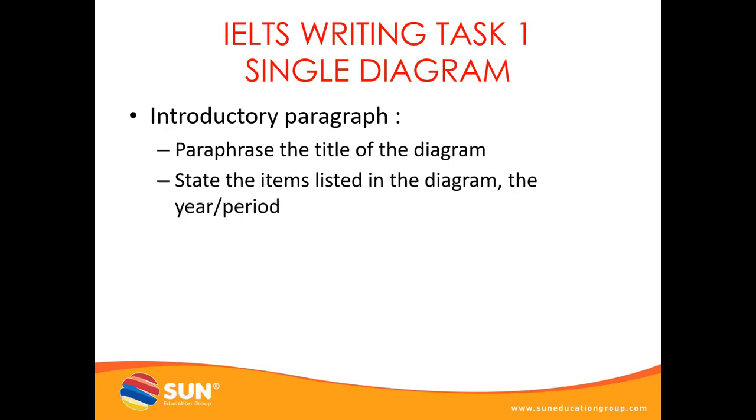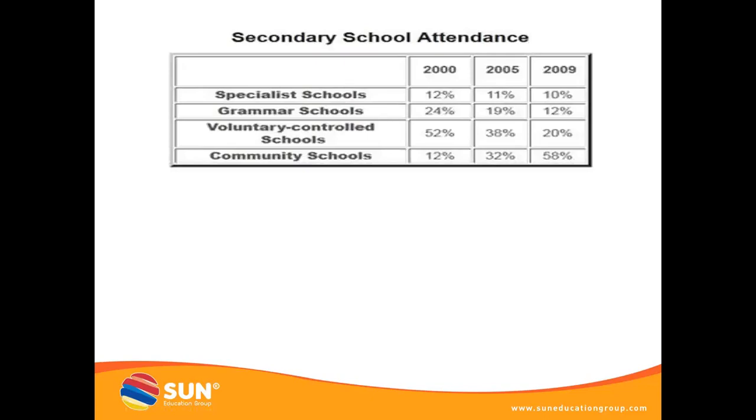And the second one, we need to state the items listed in the diagram, the year and the period if there is any. These are the theories. Now, let's put them into practice. This is the previous table: secondary school attendance, specialist schools, grammar schools, voluntary controlled schools, community schools, in 3 different periods. It's not year 2000 till year 2009 because there are only 3 periods: 2000, 2005, and 2009.